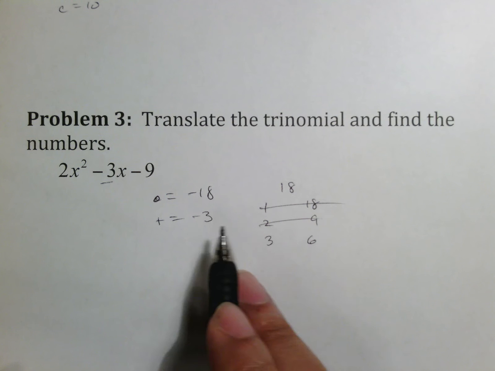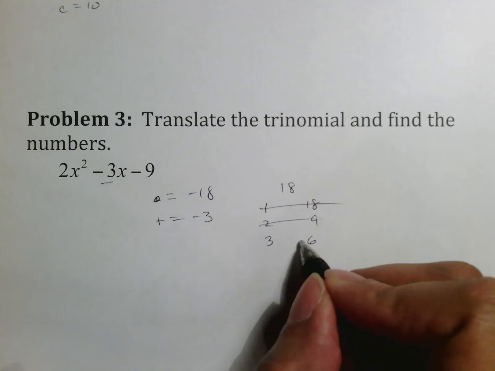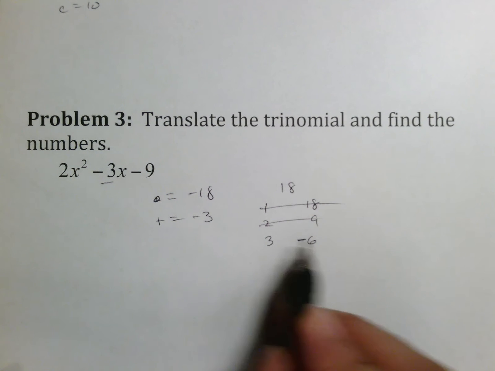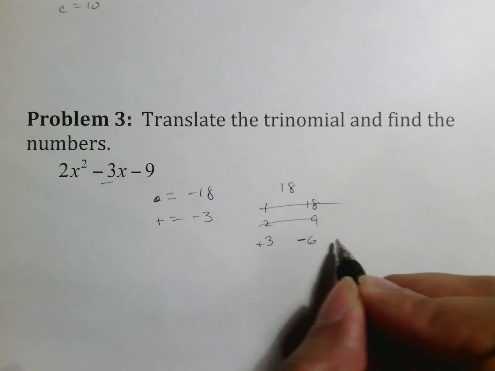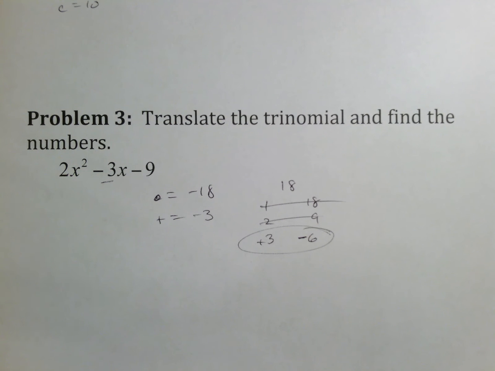6 and 3 being the numbers. If I need a negative 3, that means 6 has to be negative, and the only way I go down to negative 3 is if the 3 is positive. So again, that is the process of translating.